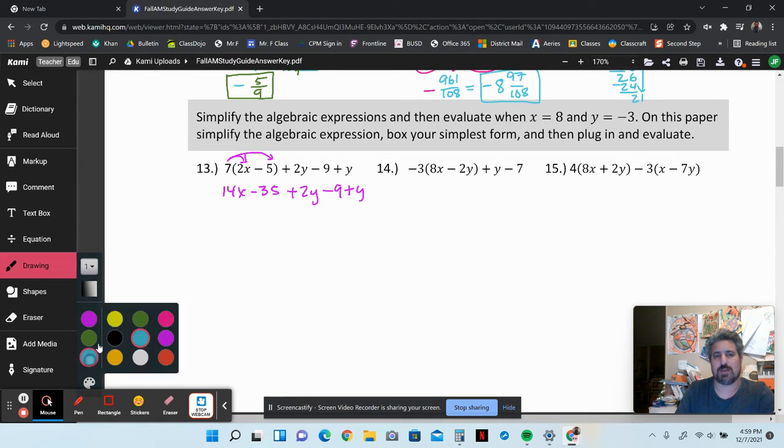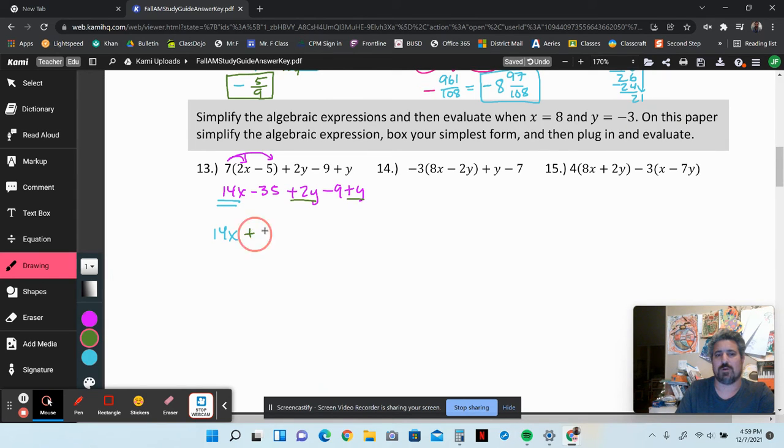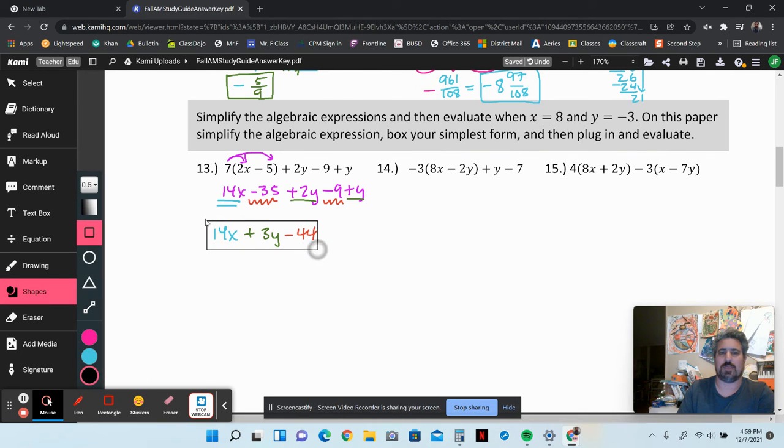You're going to want to make sure that you combine your like terms carefully. So x's with x's, y's with y's, numbers with numbers. There's no other x's, so 14x just stays 14x. There are some other y's, though. You got 2y and then one more y. That ends up being 3y, so plus 3y. And then you've got your constants, which also can be combined here. You've got negative 35 and you've got negative 9. So that's going to be negative plus more negative gets more negative. It's going to be negative 44, okay, because 9 plus 35 is 44. Ultimately, this is what we call the simplest form of your algebraic expression. And then you can plug in and evaluate when x is negative 8 and y is negative 3.